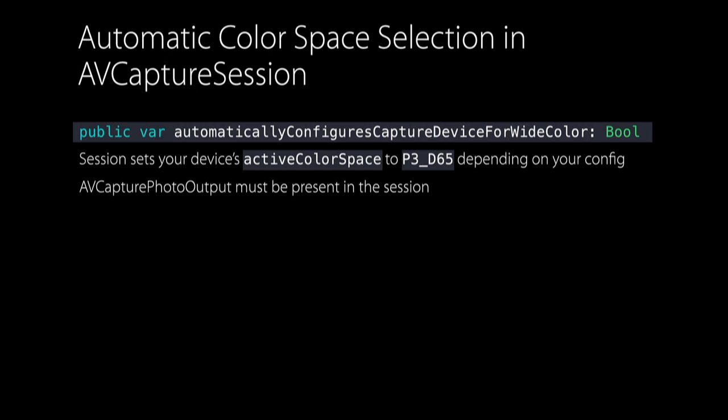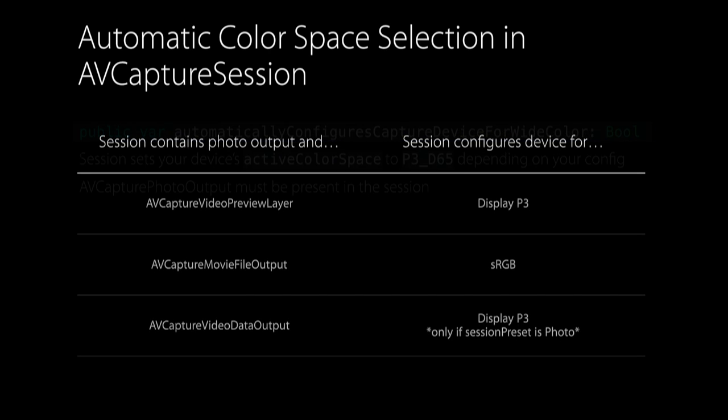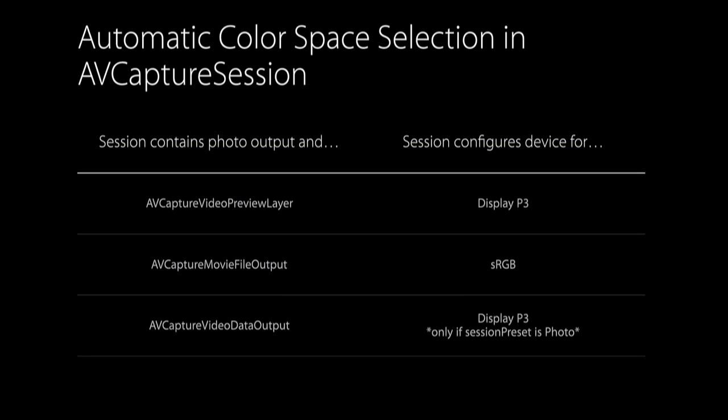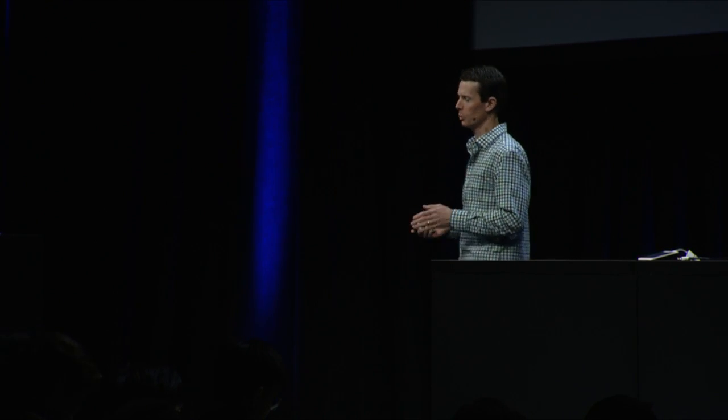You have to have a photo output in your session for this to happen. If you don't have a photo output, you're obviously not doing photography, so you don't need wide color. There are some caveats here, like if you start adding other outputs to your session, maybe it's not as clear what you're trying to do. If you add an AV Capture video preview layer, the session will automatically still pick display P3 for you because you're just previewing and also doing photography. If you have a movie file output and a photo output, now it's ambiguous. You might really care more about movies, so it will not automatically pick display P3 for you.